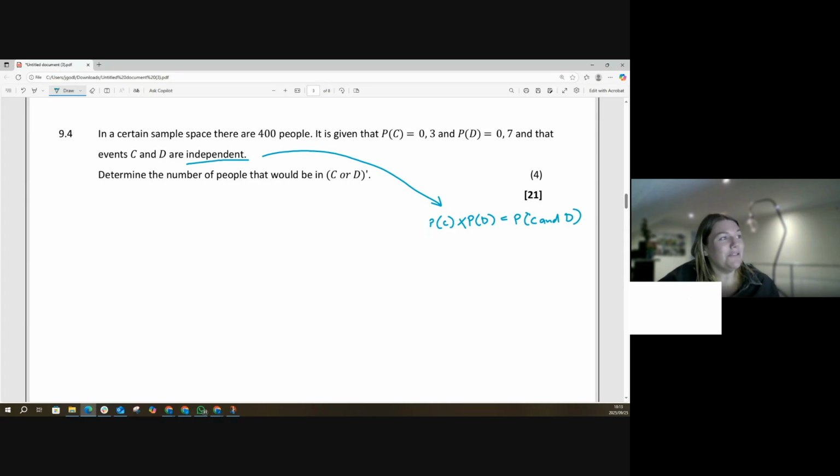Determine the number of people that would be in C or D, and then it's got this. Who knows what that means in probability? Good, that means not. So we are looking for the number of people that would not be in C or D. Those are my hints that I've put up on the board. Try your best.